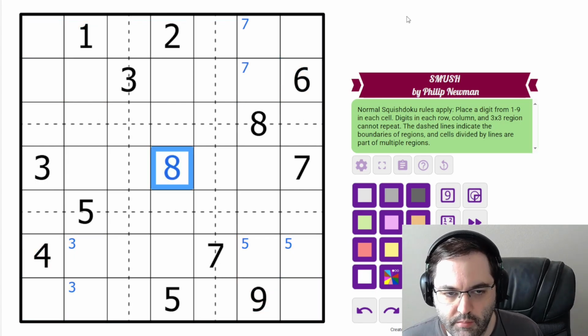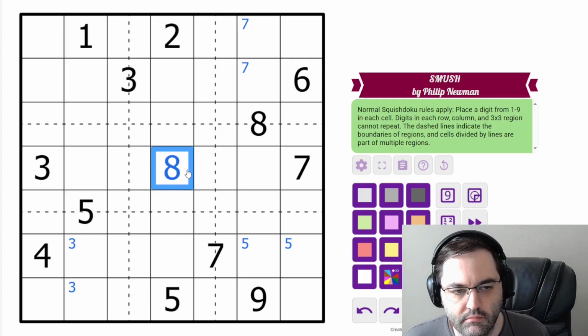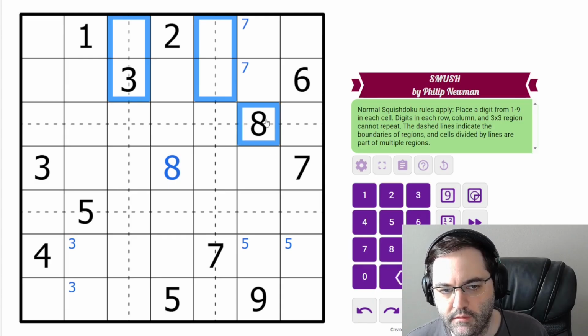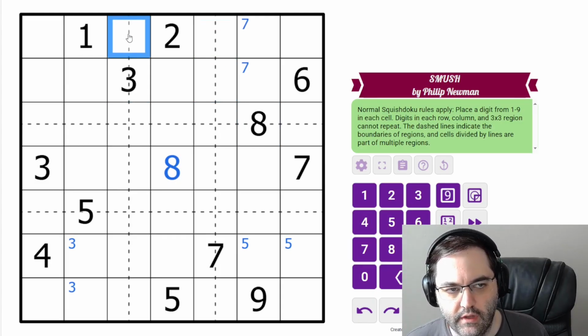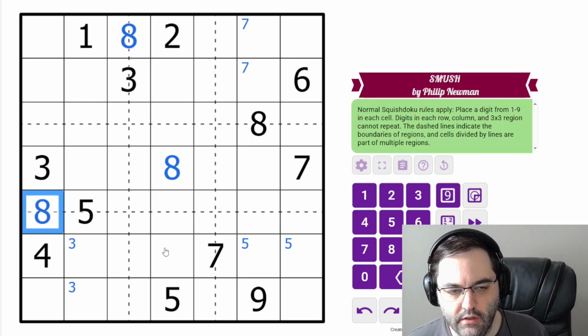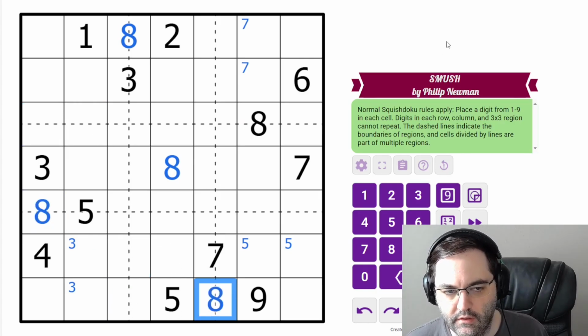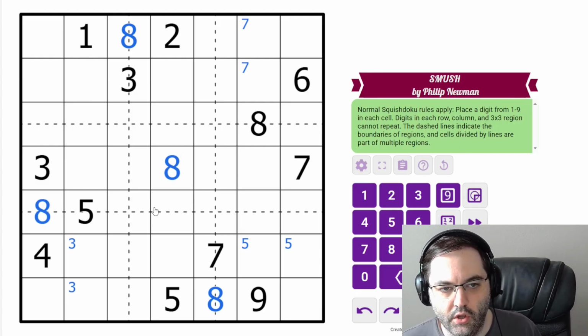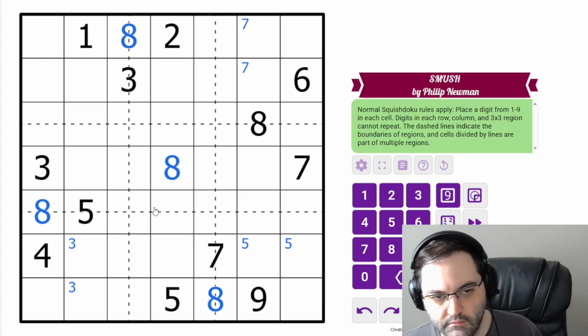And that gets us going in the puzzle. This is really helpful. So we already know from our windmill pattern that 8's got to go in one of these cells, but we have an 8 here, so 8 can only go up here. Now it can't go in these cells, 8 can only go here. Now it can't go in these cells, 8 can only go here. And that's going to take care of 8s in all of the regions.